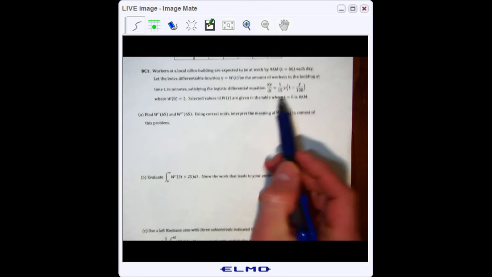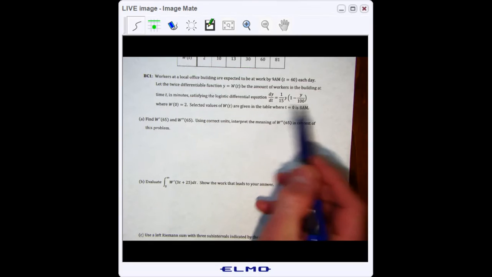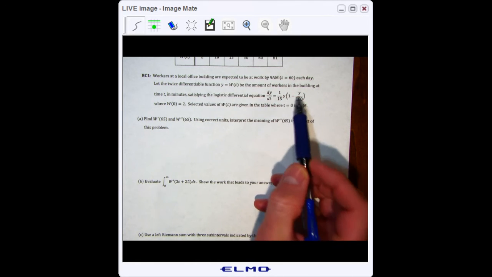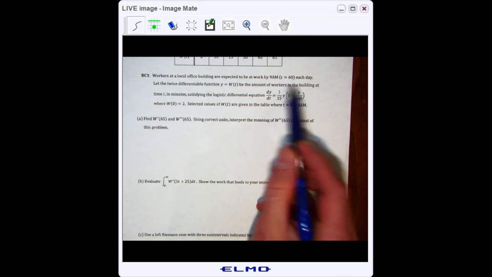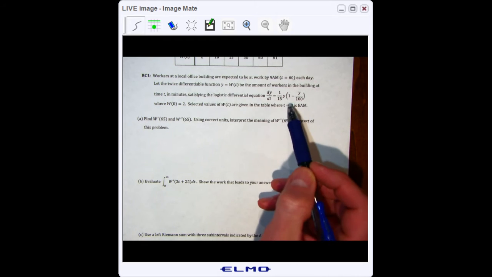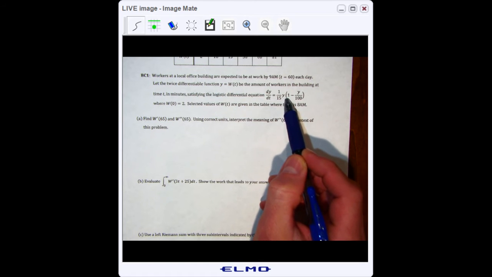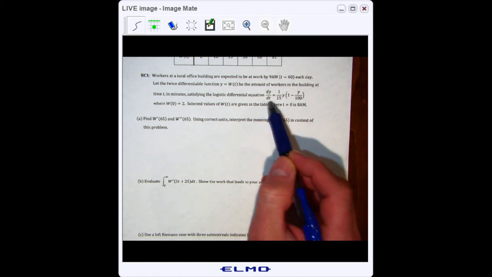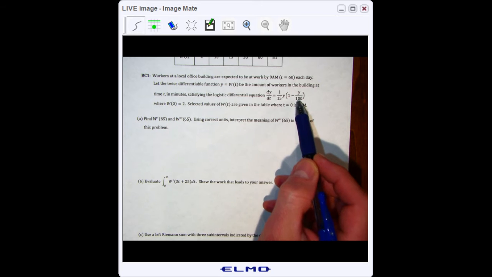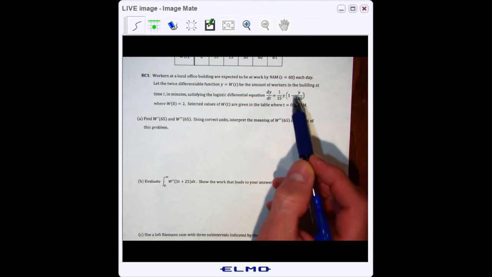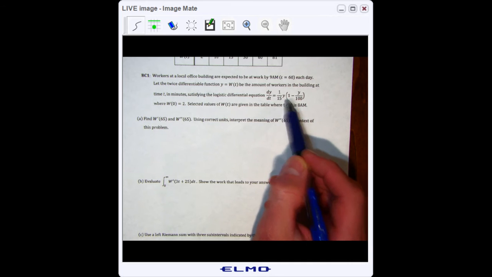Go back to this. This is a logistic differential equation. That should look familiar, right? A constant times y times a constant minus y. That's a logistic differential equation. So this is going to have a horizontal asymptote at m, and in this case you have to rewrite it because it's y over 100. You want to factor out the 1 over 100 and write it as 100 minus y.